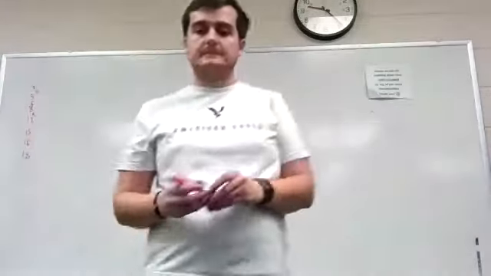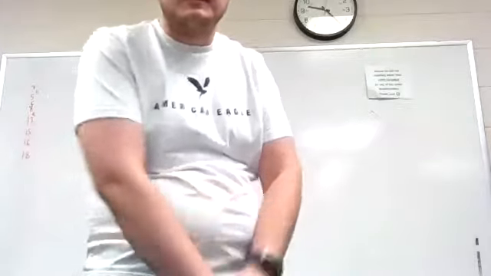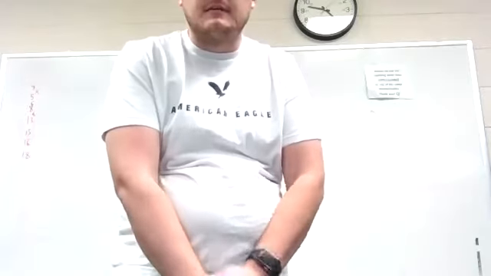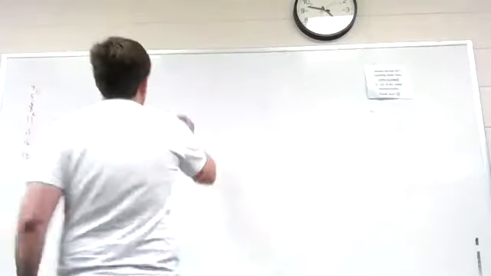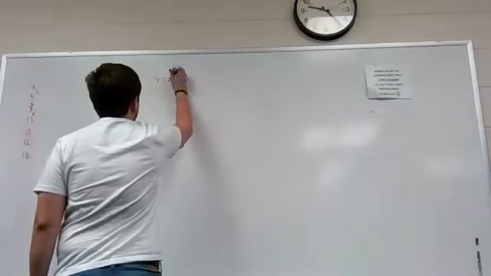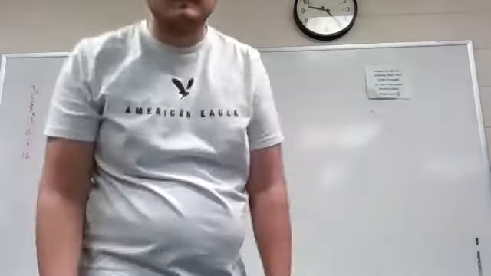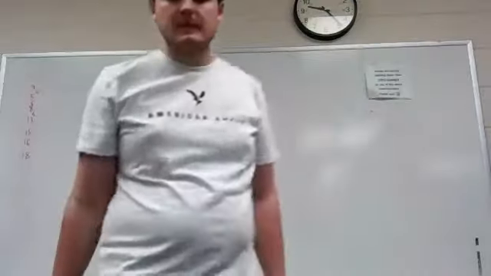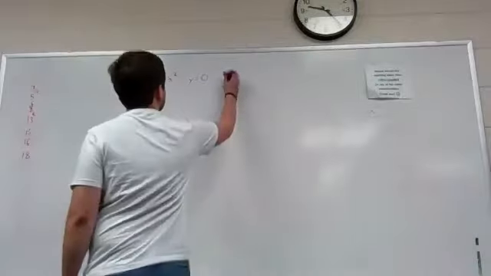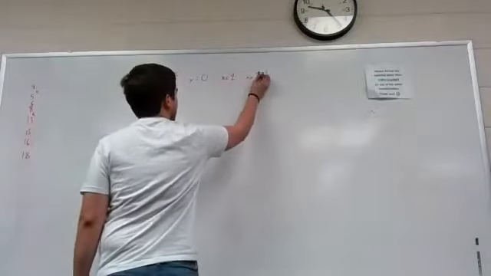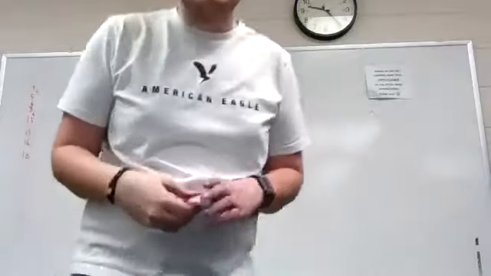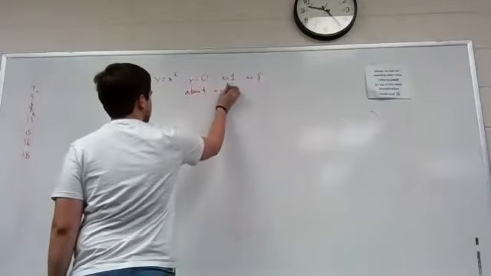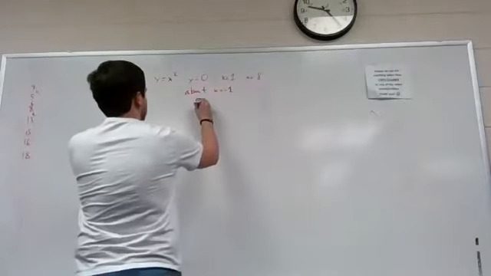Okay, so we want to find the volume of the solid that's obtained by rotating the region bounded by y equals x squared, y equals 0, x equals 1, and x equals 8. And we want to rotate this about x equals minus 1.